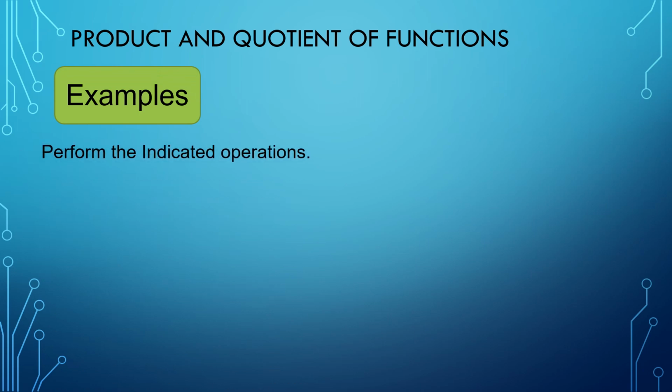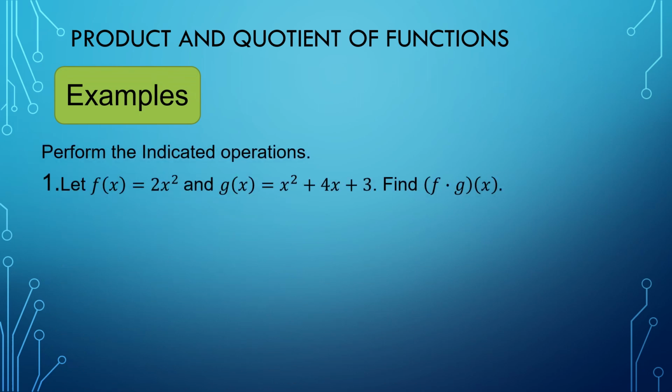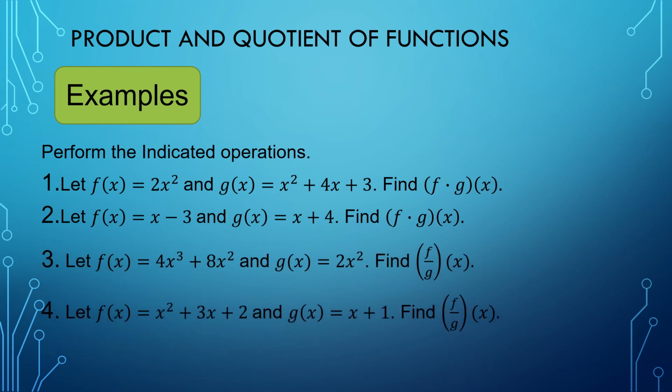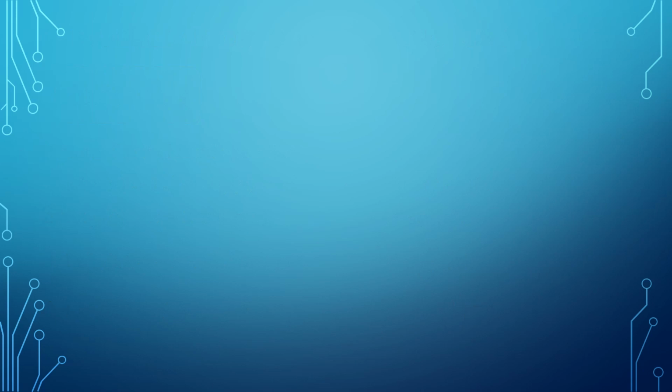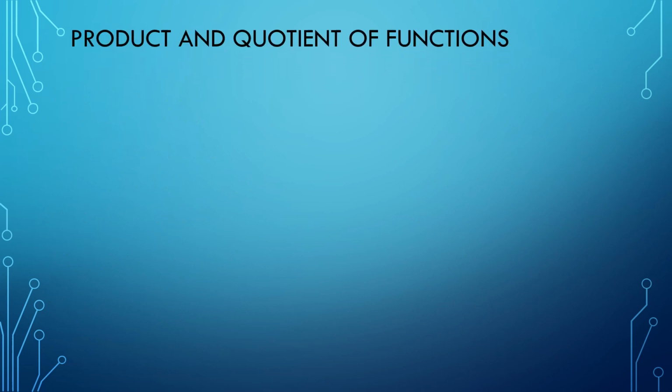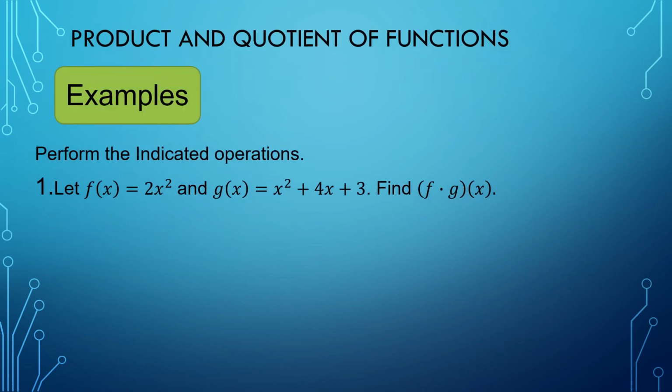We have here an example. We have 4 examples. So we have number 1, let f of x be equals to 2x squared and g of x be equals to x squared plus 4x plus 3.